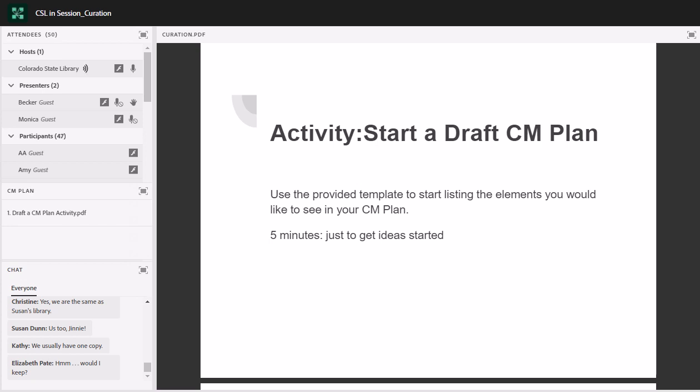Otherwise, you can think about things like what is the current state of your weeding process, what's working well, what needs to be improved, what are some goals that you might have for weeding, what staff need to be involved, training, and those kinds of things. Once again, the template will be available at the end of the session as well. So we're just going to give you a minute or two just to think about where you might want to start, and then you can follow up and finish it later.